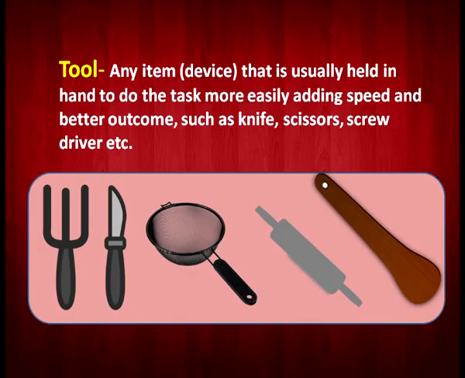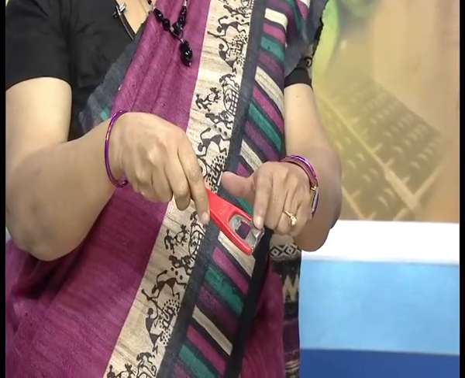So first I will start with the various nomenclature of household equipment, like we have tools, we have equipment, we have instruments and appliances, so many scientific names. So we will now try to simplify them and understand what they actually mean. So here it is written that a tool is any item or device that is usually held in hand to do the task. It will open the bottle from this area and it will open the can.